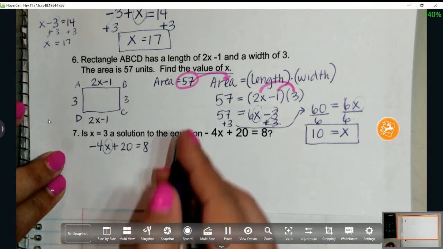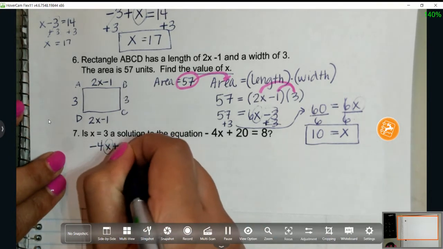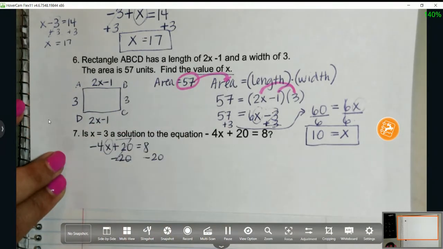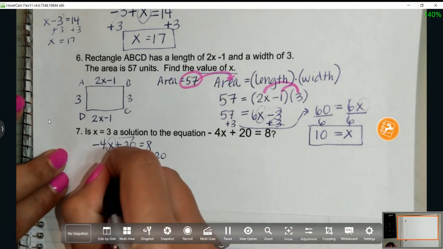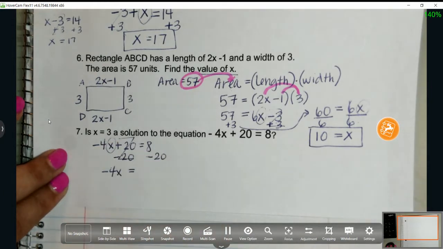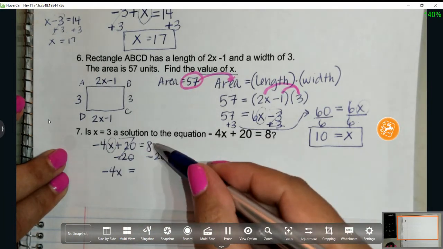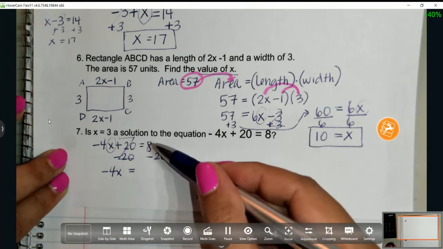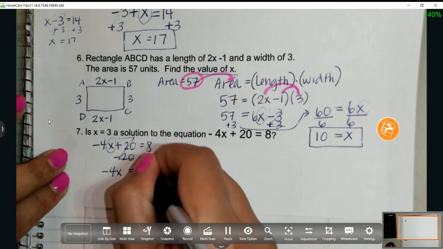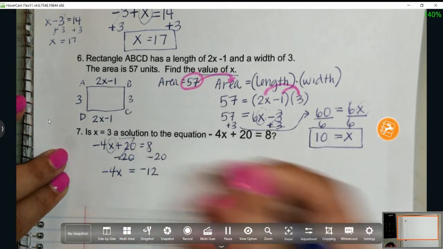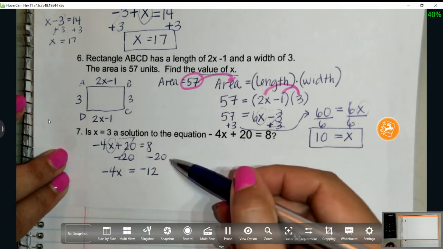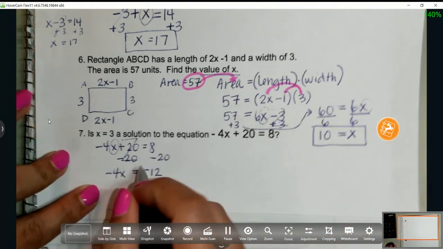So if I have plus 20, I know the opposite of adding 20 is to subtract 20. I know that that's going to zero out for me. On the left side, I'm left with that negative 4x. That just comes down the way it is. And then I'm going to use a calculator, guys. Use the calculator. 8 minus 20 is going to give you negative 12. You're taking away more than you had, but use the calculator. 8 minus 20, negative 12.